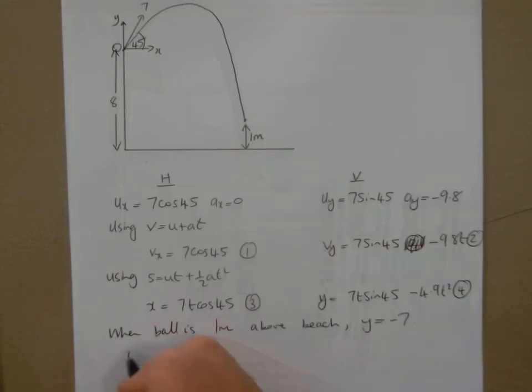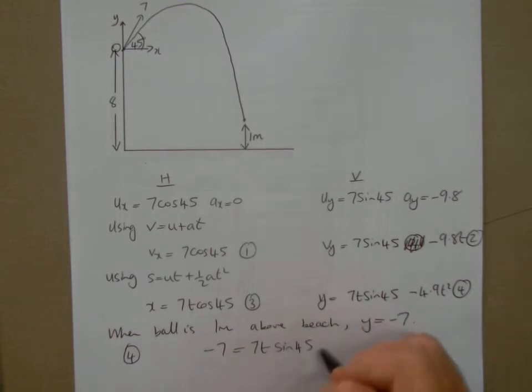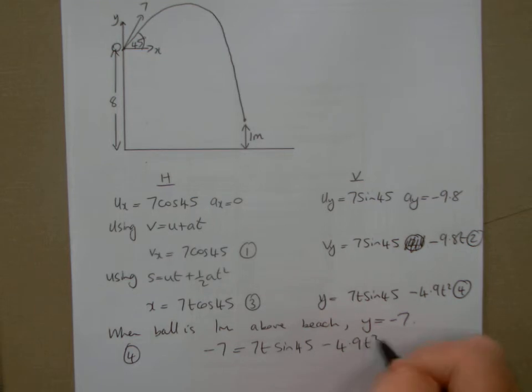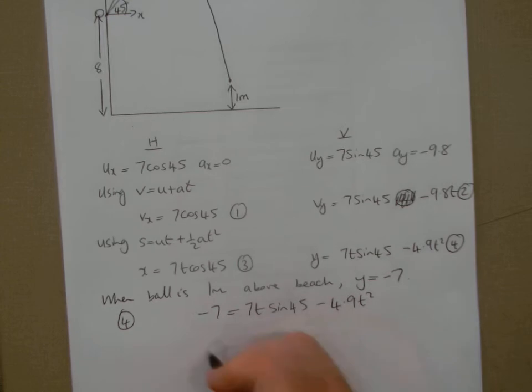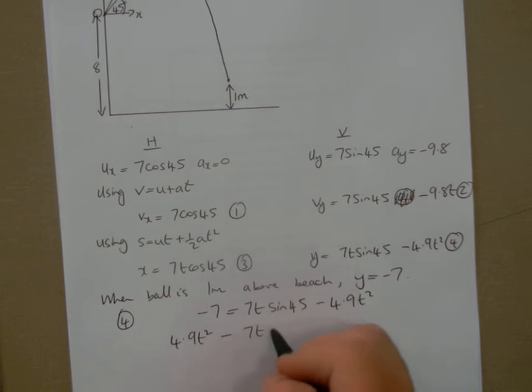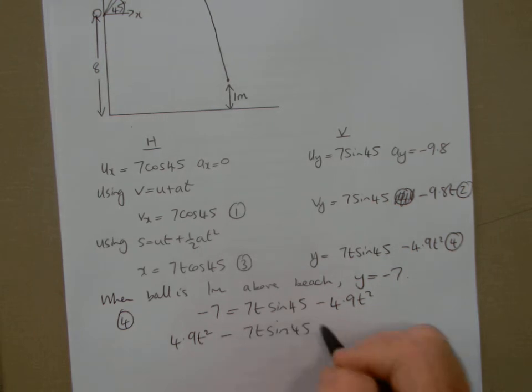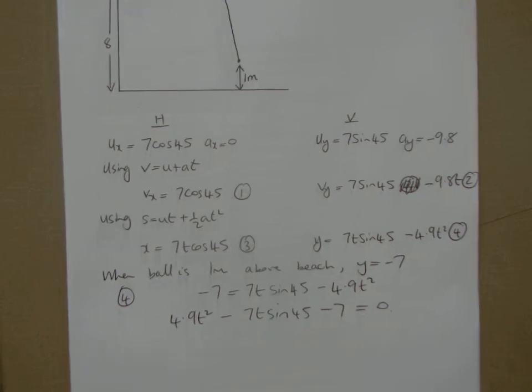So you sub that into equation 4, so minus 7 will equal 7t sin 45 minus 4.9t squared. And what you've got then is a quadratic, where we've got 4.9t squared minus 7t sin 45 minus 7 equals 0. That's the sort of quadratic we're going to have there.